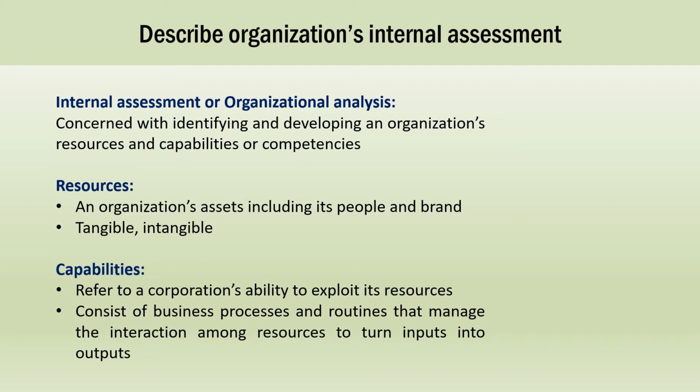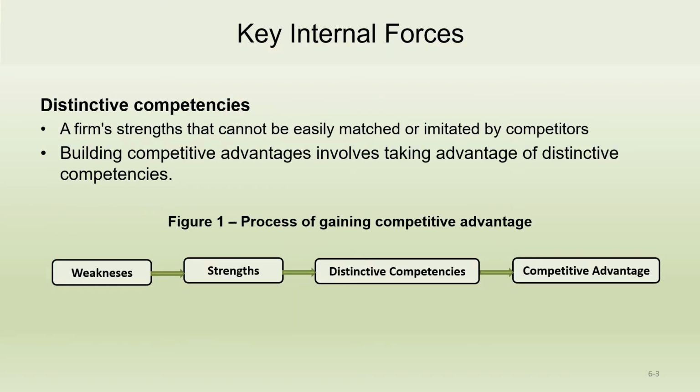Resources refers to an organization's assets, including its employees and brand. Capabilities is the firm's ability to exploit its resources, and this consists of business processes and routines that manage the interaction among resources to turn inputs into outputs. Strategies are designed in part to improve on a firm's weaknesses, turning them into strengths, and maybe even into distinctive competencies that can provide the firm with competitive advantages over rival firms.